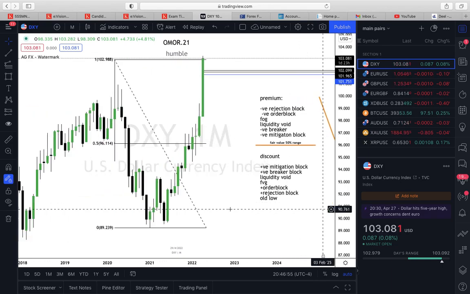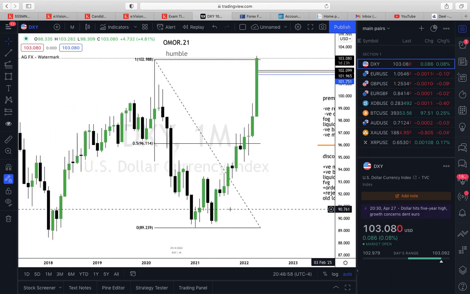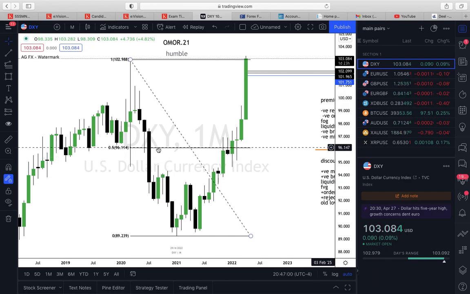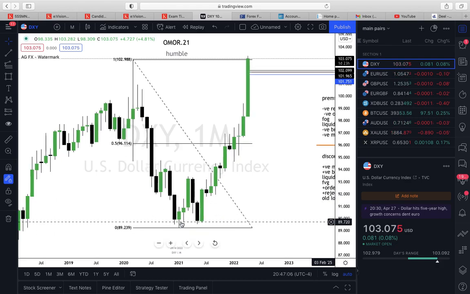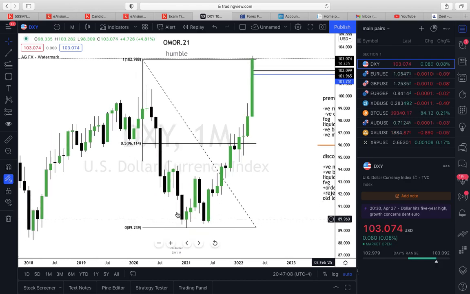Now, let's apply it to a chart. Let's see if you guys can see it. Everything above the 50% is deemed a premium price. Everything below the 50% is deemed a discount price. Now, we came back into the discount, right? We created here. This is a discount price, right? We're moving higher. We're moving higher.